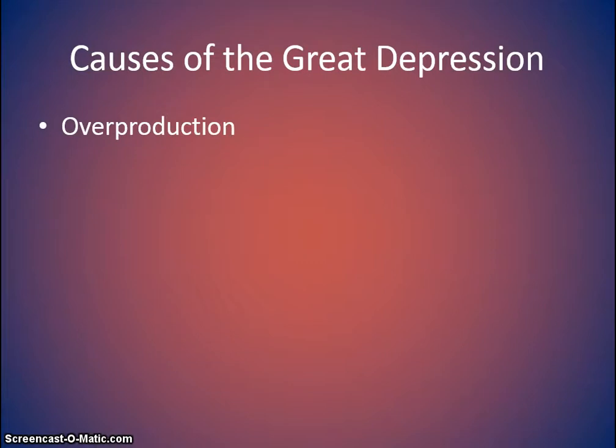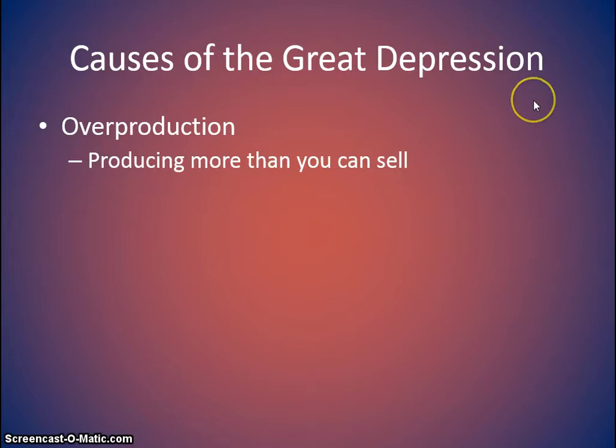After World War I, farmers were producing at the same rate, right? Whenever we're at war, production has to be up since we're going to have more people working and more people overseas. So overproduction is when you produce more than what you can sell. So if you can't sell, then you're not making any money, and if you're not making any money, you can't pay your bills. So overproduction is one of the causes.